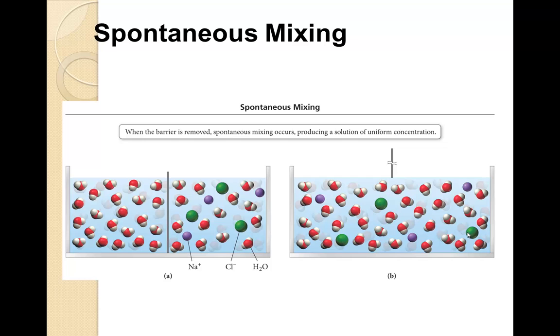This is similar in the mixing of liquid solutions. Here we have water on this side, and we have a solution of salt water on this side with a barrier between. Once that barrier is removed, it spontaneously mixes throughout, producing a solution of uniform concentration.